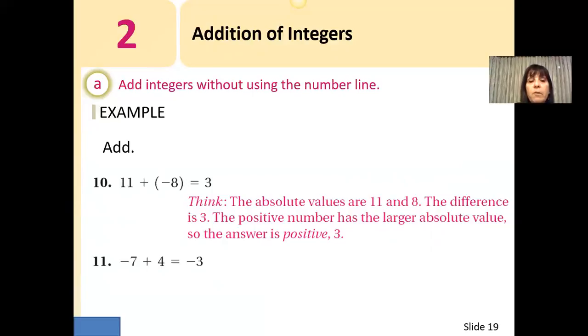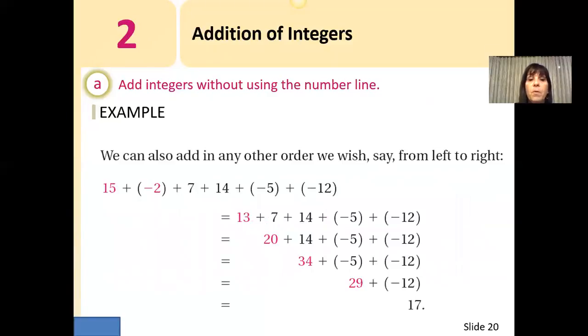Notice it doesn't have to be the first number in the problem. Those two examples just happen to have the larger number as the first number, but whichever one is larger, that will be the sign of the answer. If you have a lot of numbers to add, you can add them in any order you want, but usually it's better to do them from left to right.